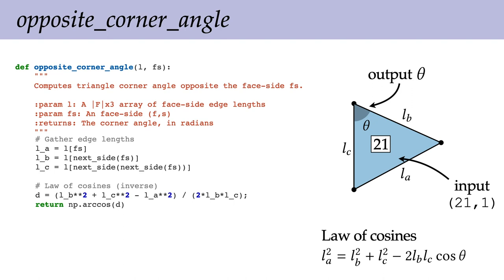We'll first gather up all of the edge lengths of the triangle. And notice here, if you didn't see it before, that we're using the next side routine to, given one face side, get the next face side and then the face side after that. This is handy because whichever face side we've been given as input, we can locally label the three edge lengths as A, B, and C, and then use them in this law of cosines expression directly. So this next side routine is a very useful helper function for traversing around triangles, and we can use its output to directly index the lengths array. Once we've gathered up these three edge lengths, we just plug them into the law of cosines after manipulating the formula a little bit, and then take an arc cosine to get out an angle in radians as output. So this produces that opposite corner angle from the face side that we got as input.